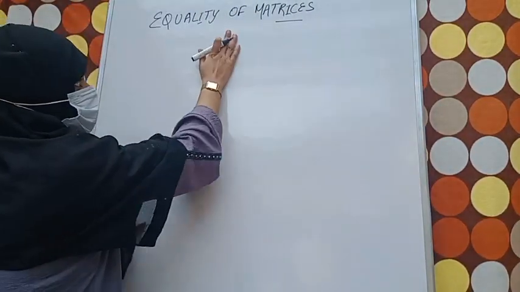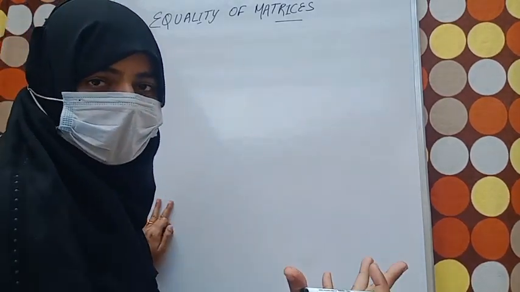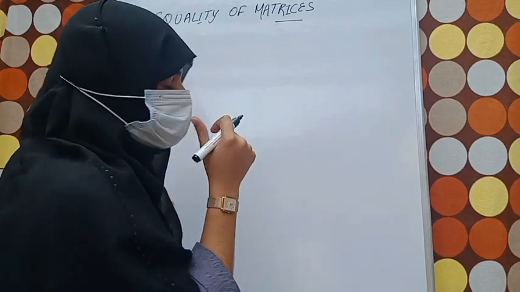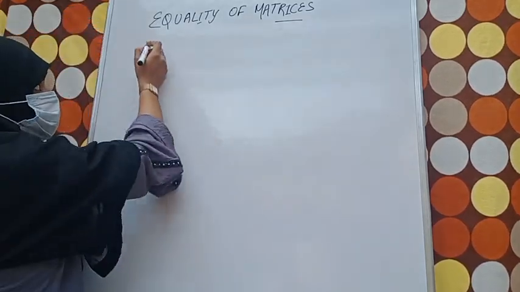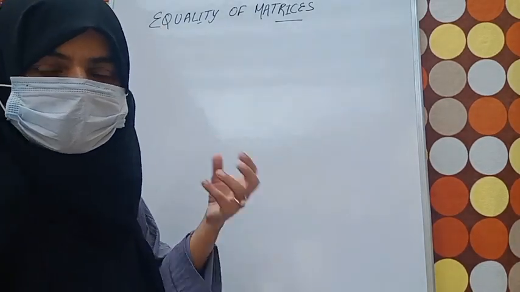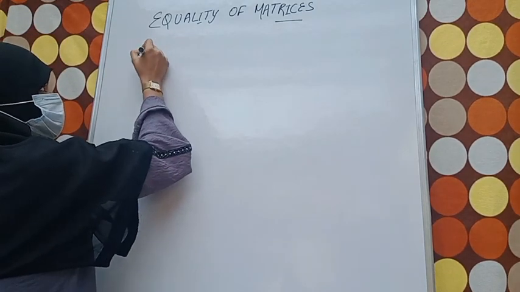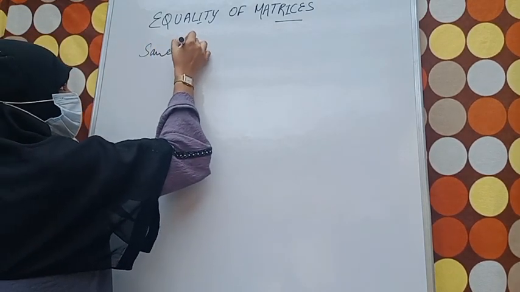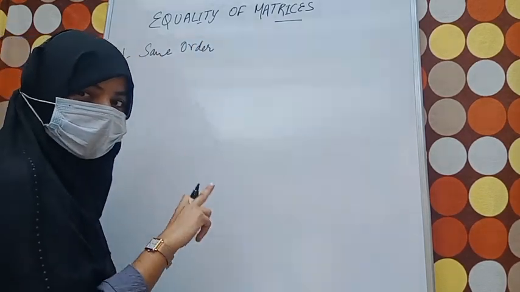So let's begin. If we talk about equality of matrices, the word itself is suggesting what? Equality means equal. So what are the prior conditions? First condition, to make any two matrices equal, what is required is that they should be of the same order.